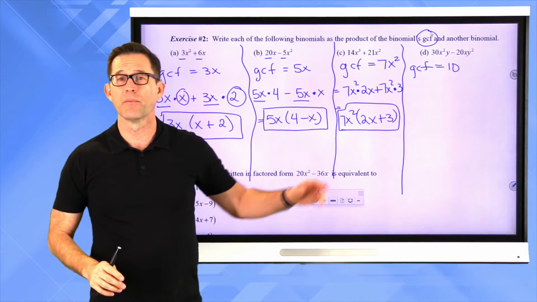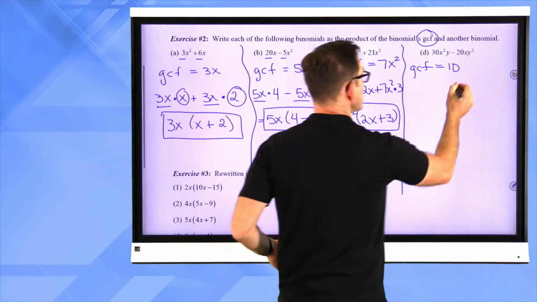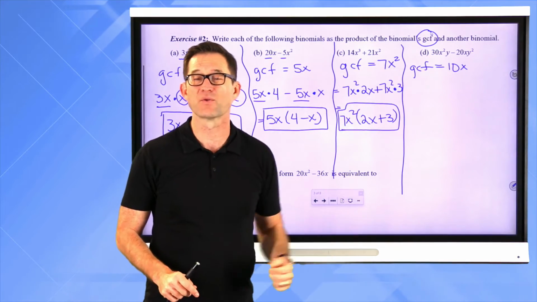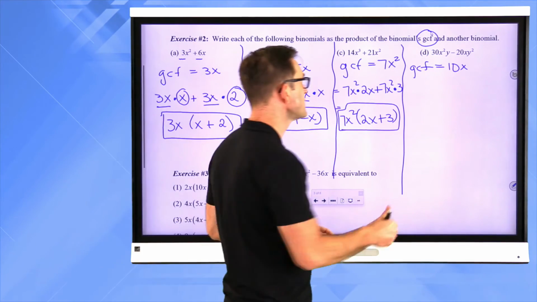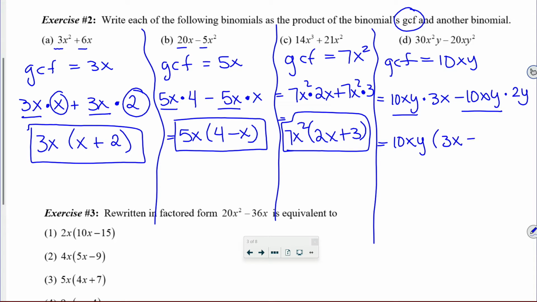Then I look at my x variables. I have an x squared there, I have an x to the first there. So the biggest thing that both of them will contain is an x to the first. And then my first term's got a y to the first, my second term has a y squared. The largest thing I can do there is a y to the first. And continuing to do this sort of thing where we reverse the distributive property, the first thing I can rewrite as 10xy times 3x minus 10xy times 2y, right? There's that 10xy, that GCF. So then I have 10xy times 3x minus 2y.